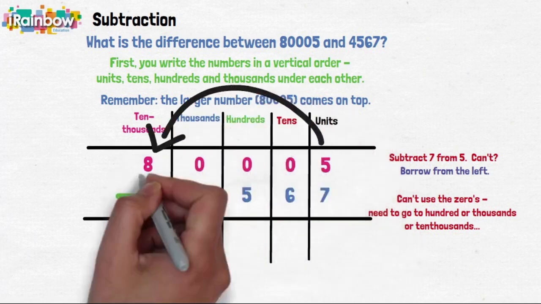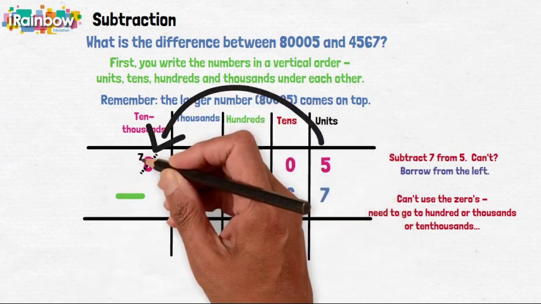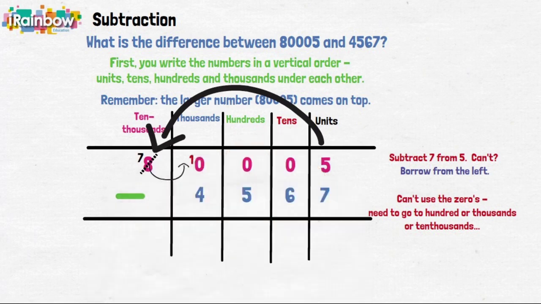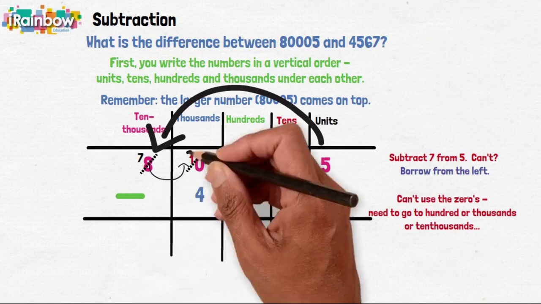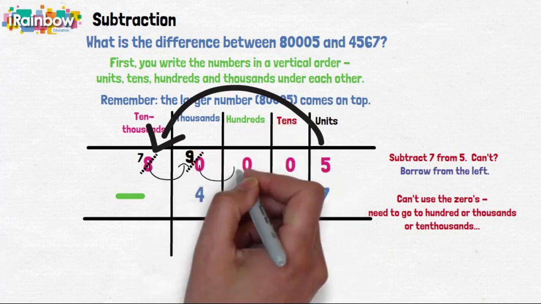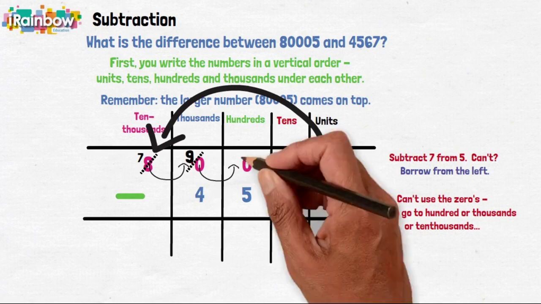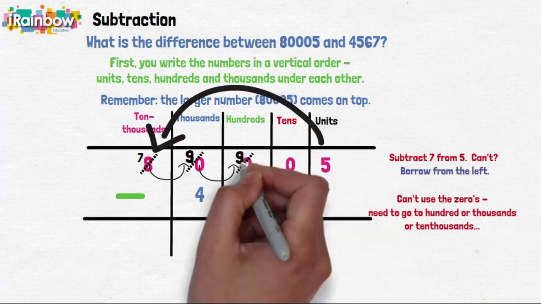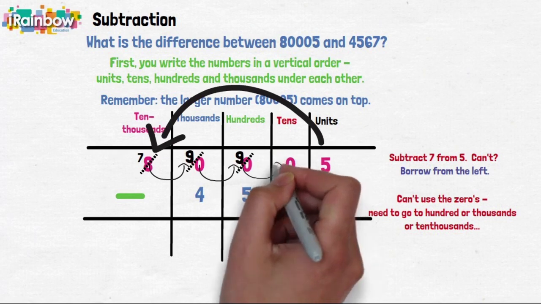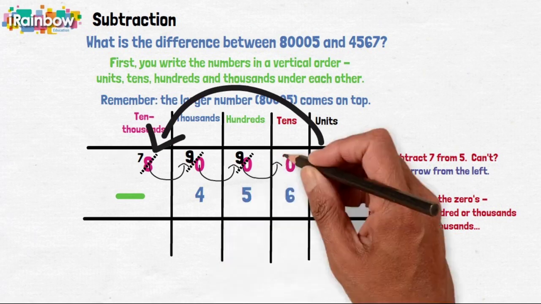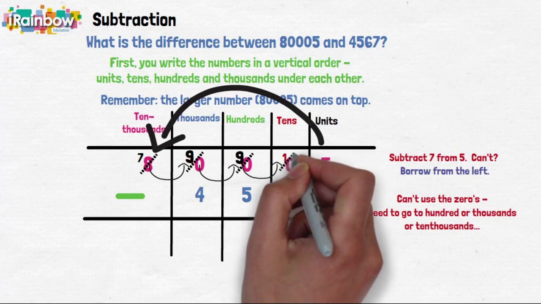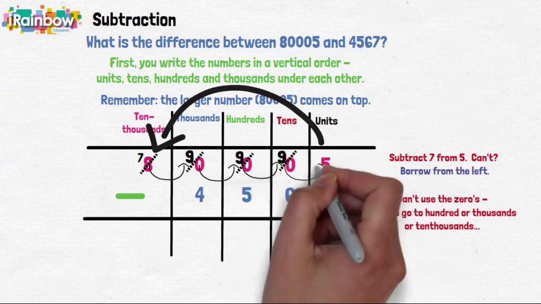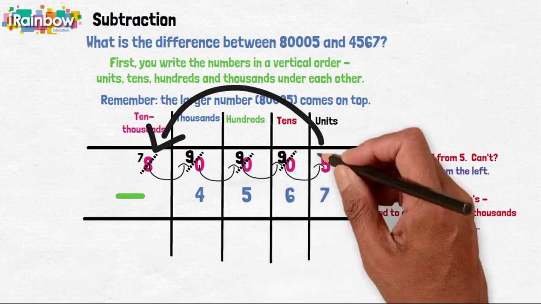We take 1 away from the 8, making it a 7. Our thousands become a 10. But we need to borrow 1 from our thousands, making it a 9, and our hundreds become a 10. We also need to borrow 1 from the tens, making it a 9, and the units becomes 15. Now it's possible to take 7 away from 15.